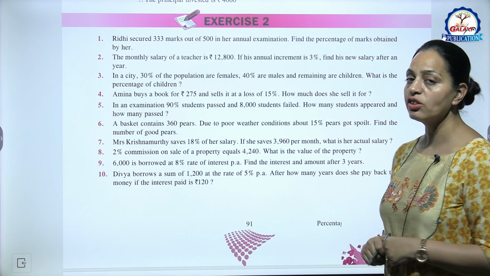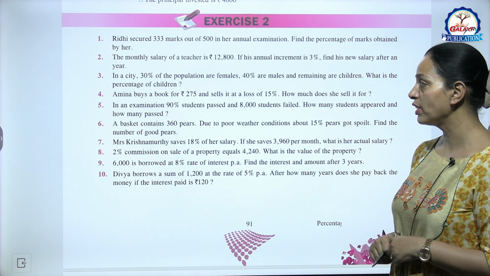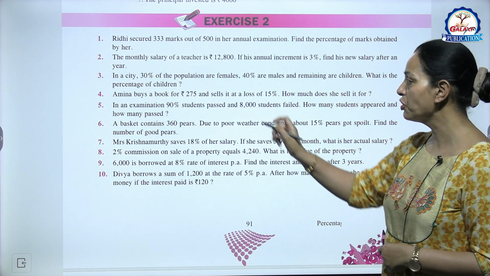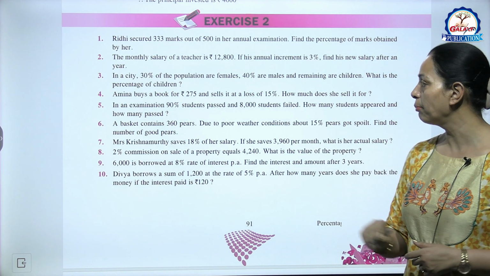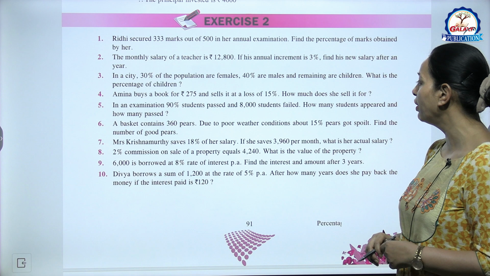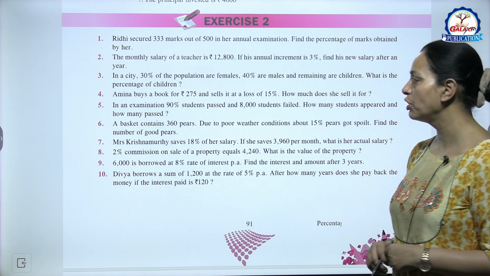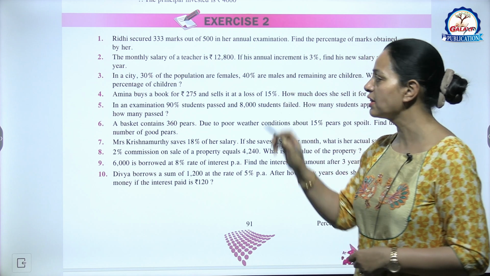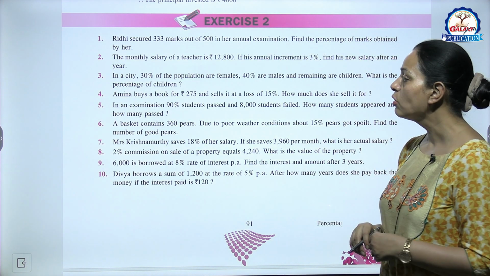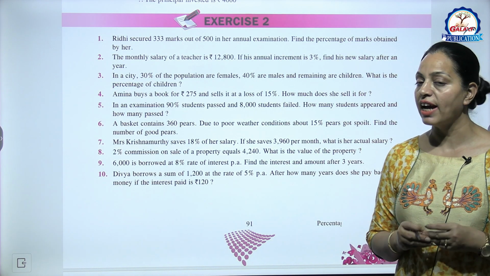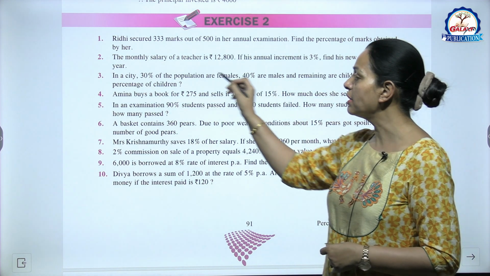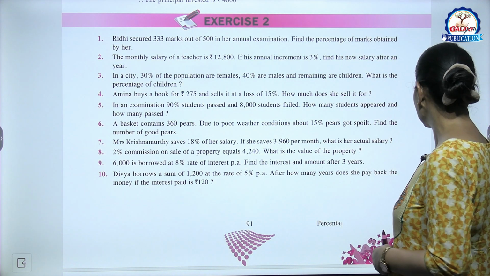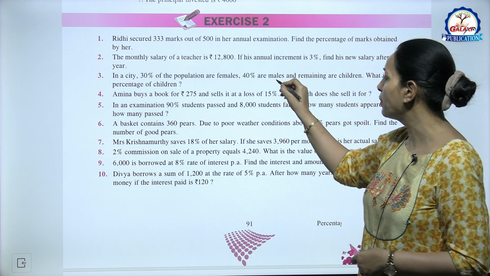See now exercise 2 based on such type of examples. The third one: in a city 30% of the population are females, 40% are males and the remaining are children. What is the percentage of children? So what to do? Percentage of females 30%, percentage of males 40%. So total percentage we take as 100%. तो 100 में से हम क्या करेंगे? 70% माइनस कर देंगे. So answer is 30%.